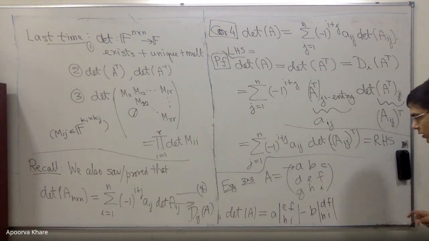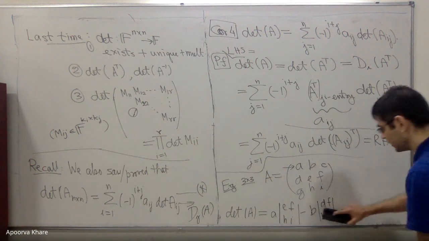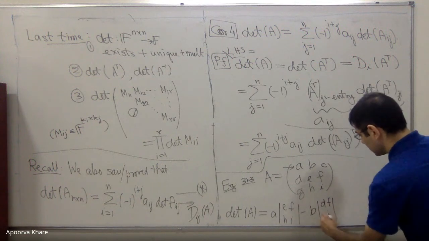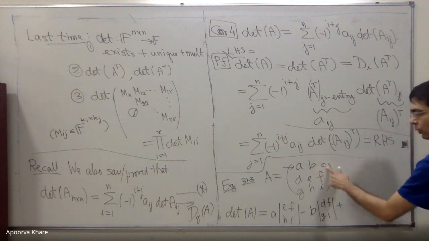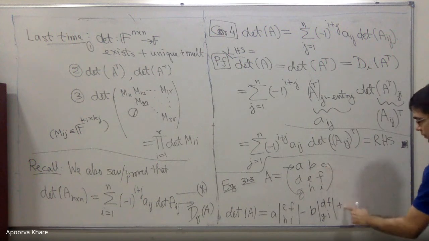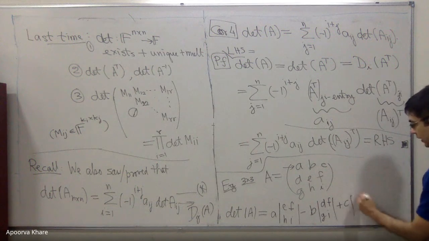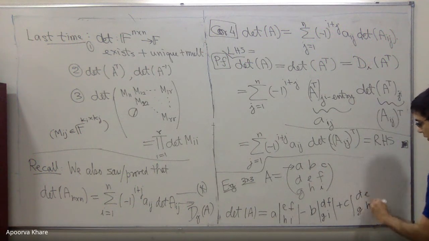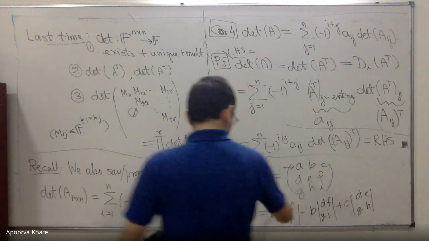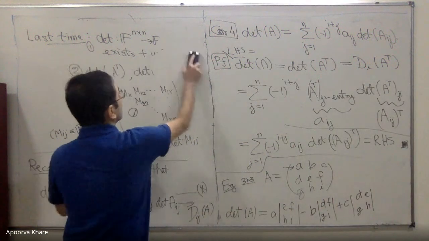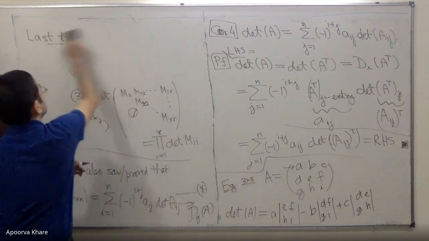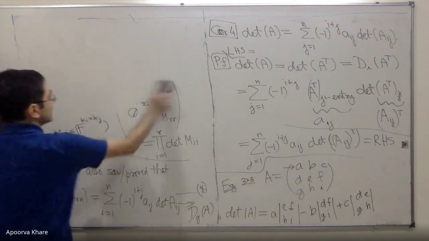Remove these two. So D, F, H, I. Oops, something is very wrong. No, that's D, F, G, I. And then again, -1 to the 1 plus 3 is -1 to the 4, which is plus 1. And then D, E, G, H. Okay. And now, of course, I know the formula for a 2 by 2 determinant, so I can work this out.